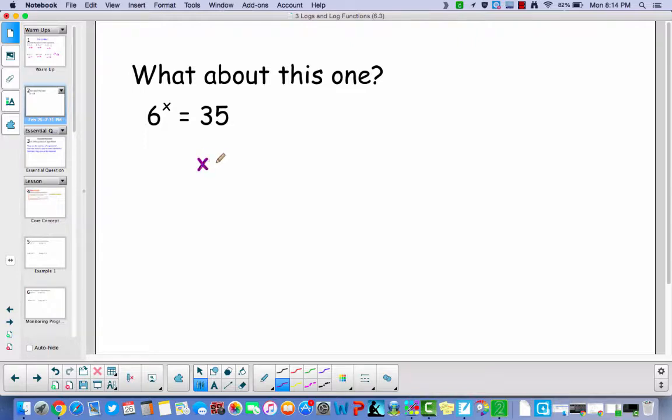Okay? I came up with 1.984 by doing a little guessing and checking. I would probably start with 1.9 or 1.8 and maybe do 1.95 and just keep going until I got something that was close to 35. But if I put it in my calculator and I do 6 to the 1.984, I don't get 35. I get 34.983. Now, yes, that's close to 35, but it's not exact, and that's why we do logarithms.